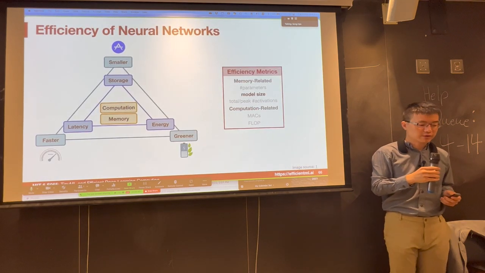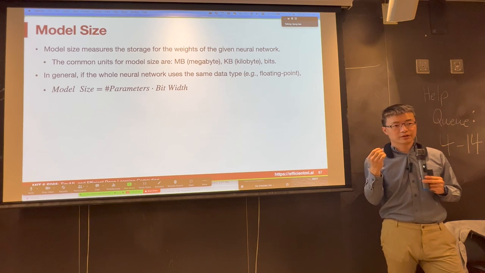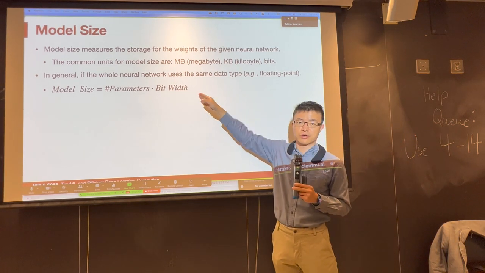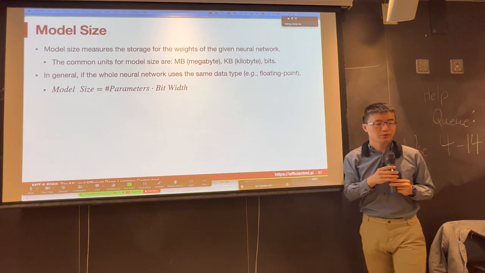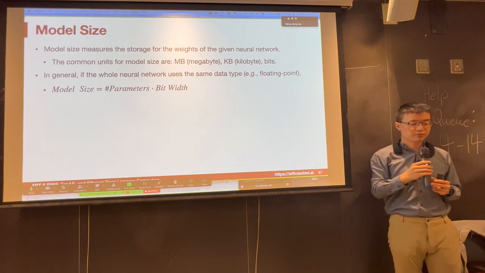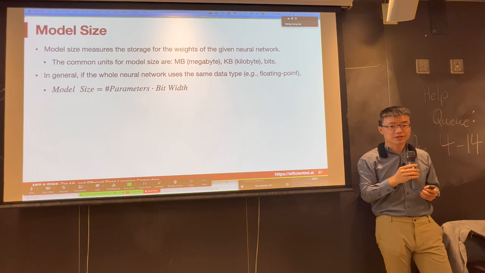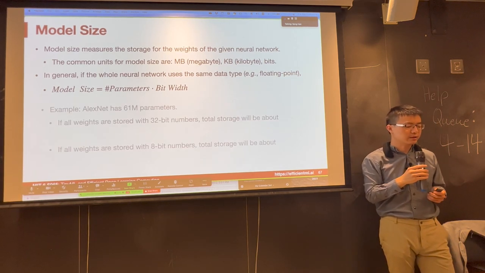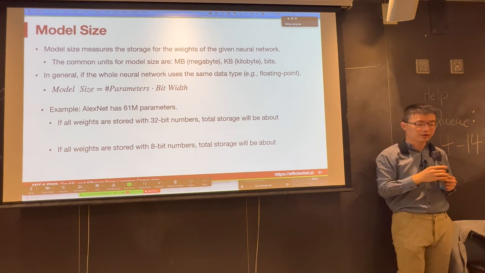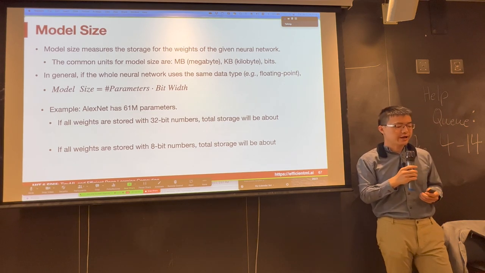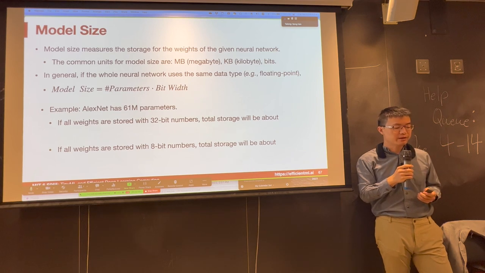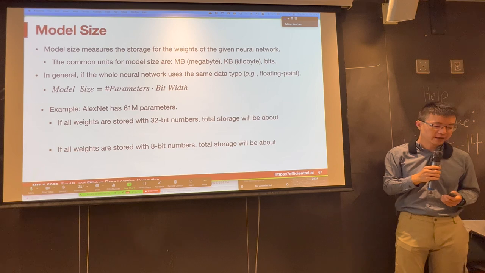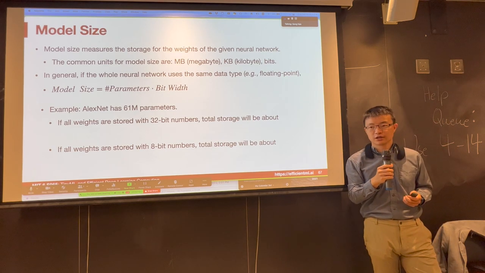And then let's talk about model size. The model size is basically equal to the number of parameters times the bit width per parameter. We can either use 32-bit floating point, or half precision 16 bits, or 8 bits, and that impacts the model size. Say AlexNet has 61 million parameters, and the weights are stored in 32-bit numbers. What is the total storage needed to store this model?